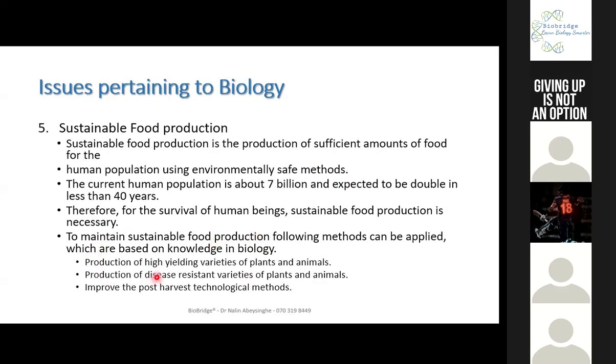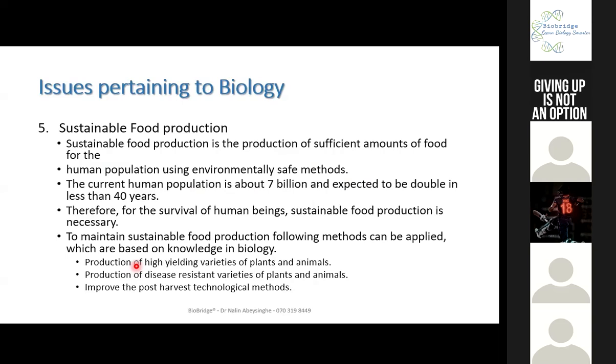Then production of disease resistant varieties of plants and animals. Now, if you grow many plants in a field, right? They are planted very close together. There is a high risk of spreading infections, a high risk of spreading diseases. So at the same time as producing high yielding plants, you have to have the strategies to make them resistant to diseases.